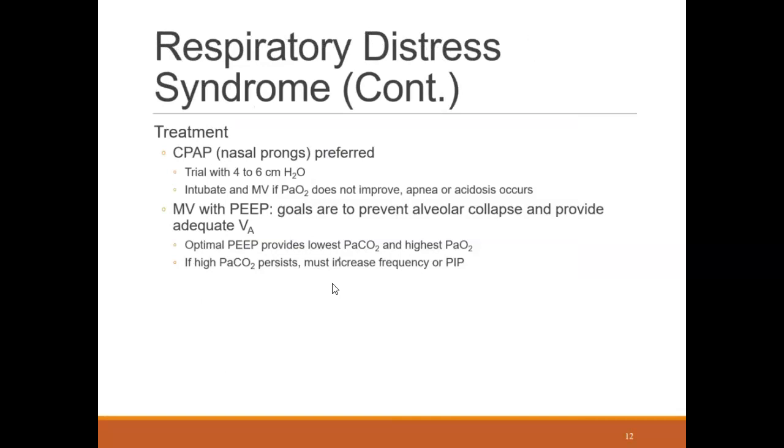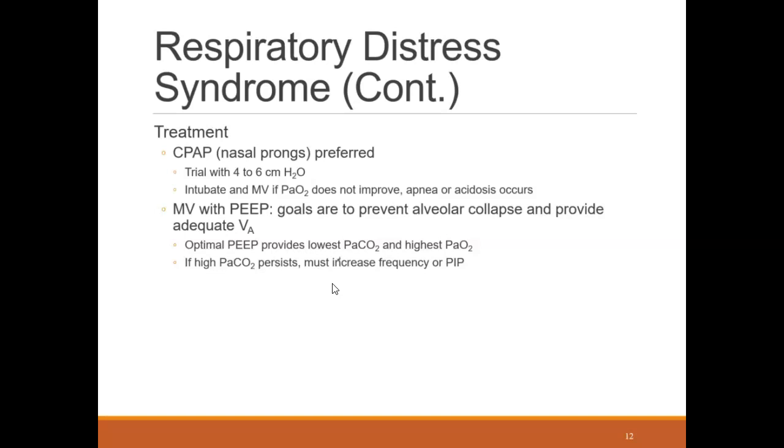Okay, so treatment for IRDS or respiratory distress syndrome. So typically our first choice with any, especially premature babies, is to not put them on invasive ventilation, but non-invasive ventilation. So CPAP would be what you would be picking first. Again, we use nasal prongs as our preferred method.